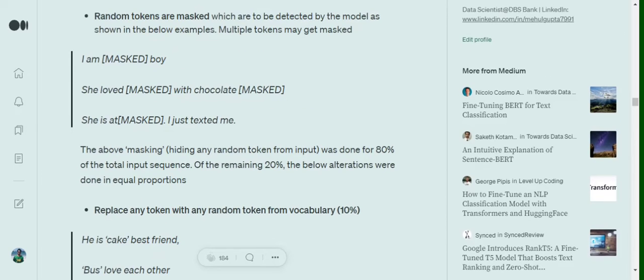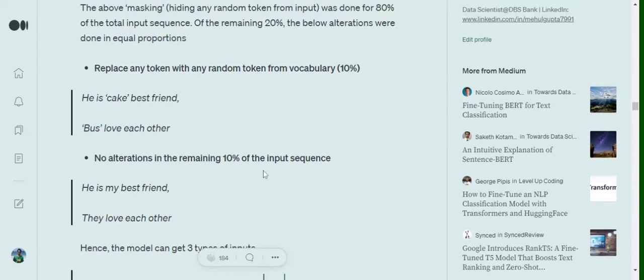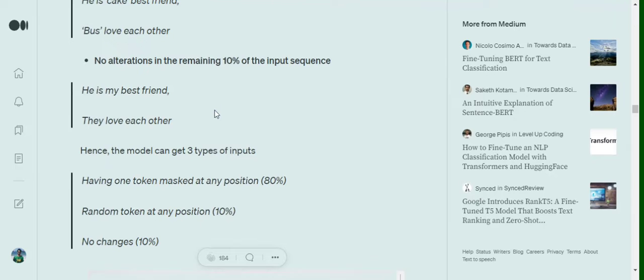So in the entire data set, for 80% of the data, we would be masking out random tokens in the sentences. For the remaining 10%, we would be replacing certain tokens with random tokens. "He is cake best friend." The original is "He is my best friend," so "my" is replaced by "cake." "Bus love each other." The original is "They love each other," so we are replacing "they" with "bus." So this can be random tokens getting replaced, and no alteration in the remaining 10%. "He is my best friend. They love each other."